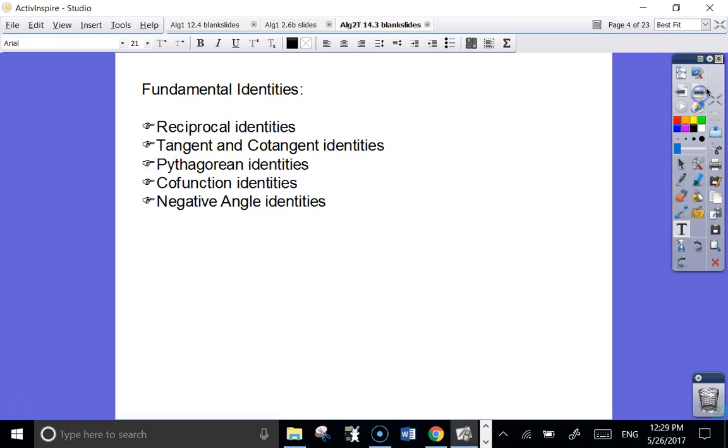Next, these are all the different categories of identities. It's not really important to know these names. I'd say that we end up using reciprocal identities, tangent and cotangent identities, and Pythagorean identities a lot. We really don't use the last two too much in this class, but you'll use them in Math Analysis and Calculus quite a lot.